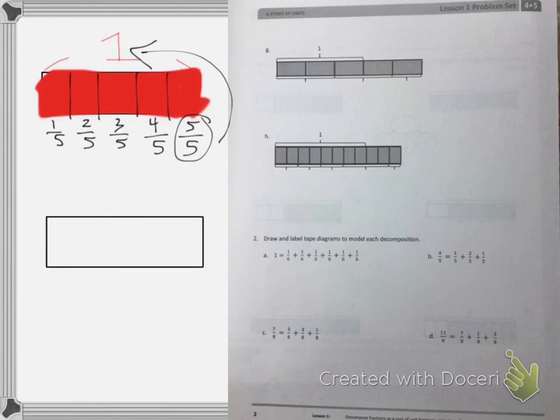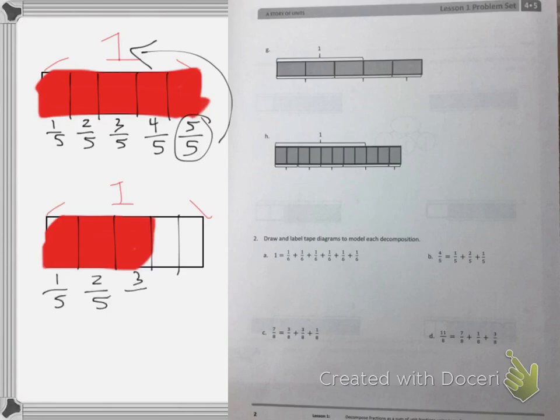Going further, we always going to have one whole. However, it might only be partially shaded. Partially shaded where these fifths, now instead of it being filled all the way to 5/5, it is now only 1/5, 2/5, and it stops at 3/5. So this is not technically one whole yet. It is only at 3/5.